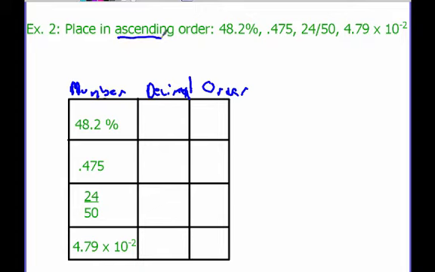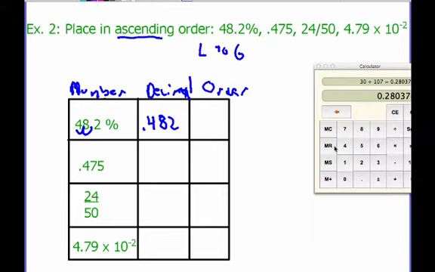And it says ascending. So remember, that is least to greatest. All right, so let's start with 48.2%. To take 48.2% and turn it into a decimal, I divide by 100, which is simply moving my decimal 2 places to the left, and I get 0.482. Let's check that with our calculator. 48.2 divided by 100 gives me 0.482.